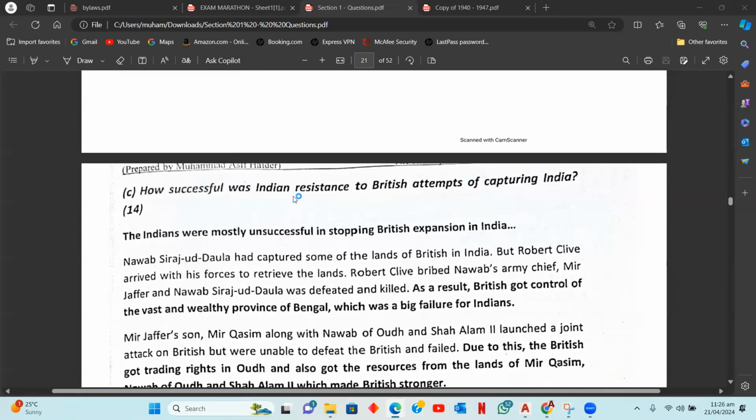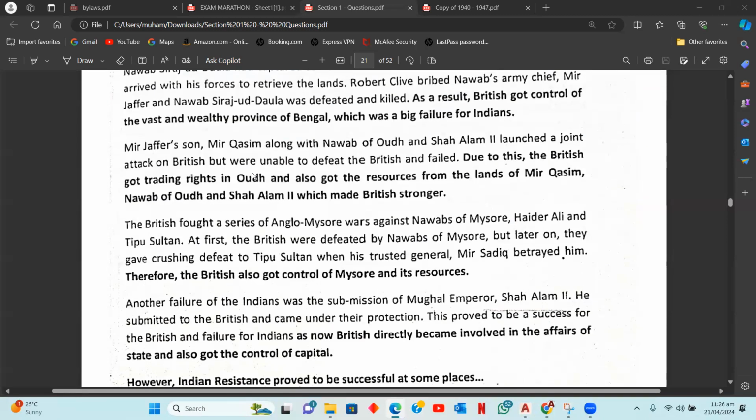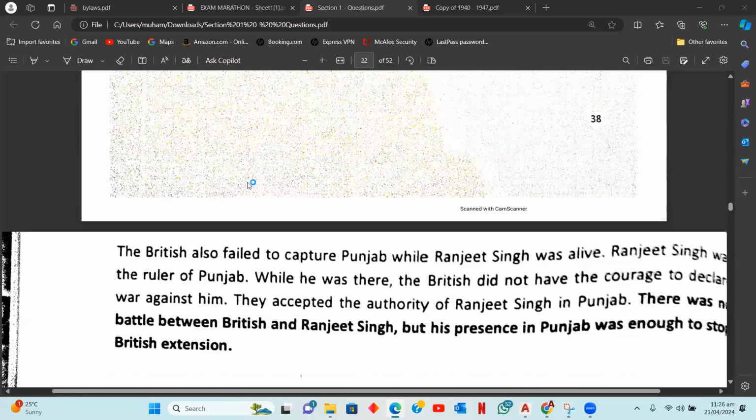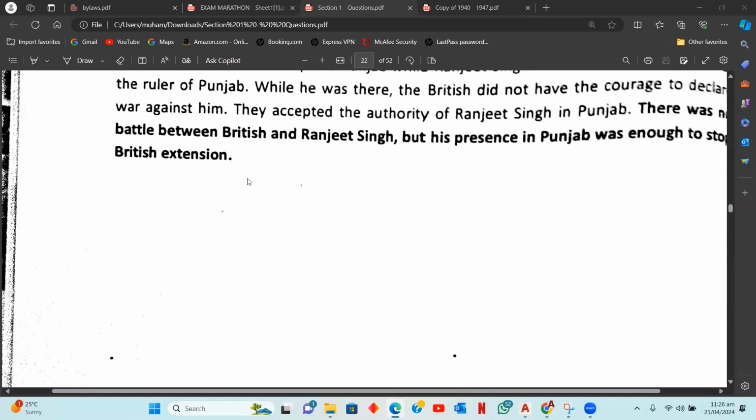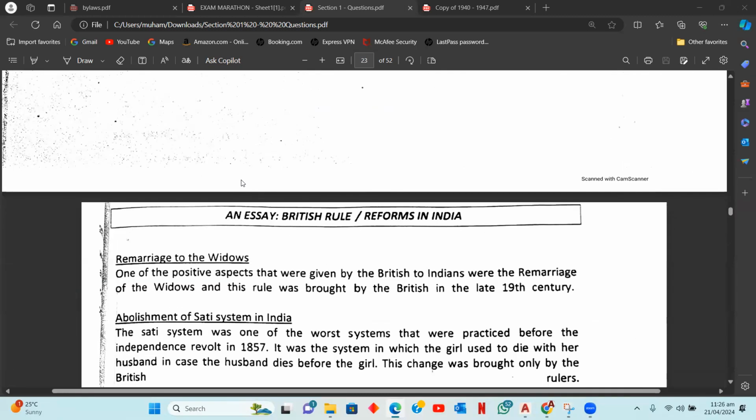Now, this is another question. How successful was the Indian resistance to British attempts? This is the same question, but with different words. Most of the time, the questions in the paper have the same answers, but the wordings are different.